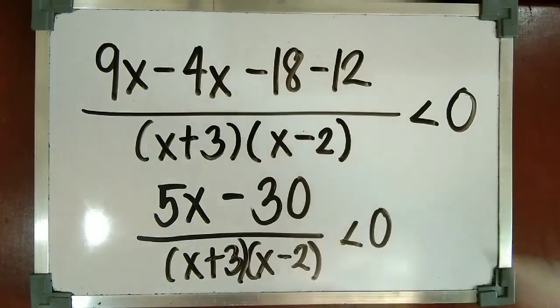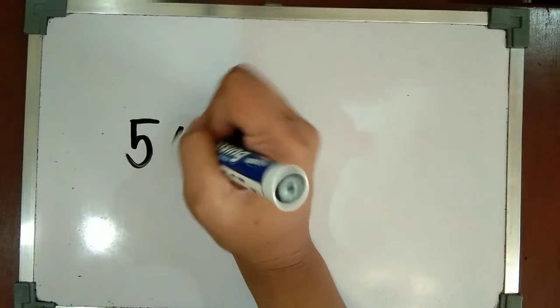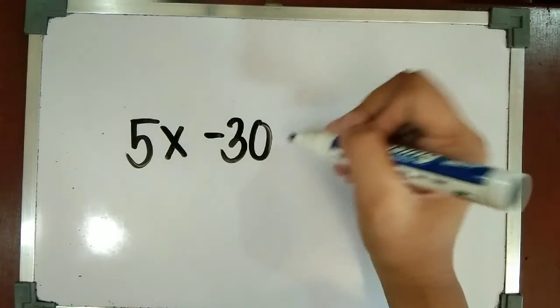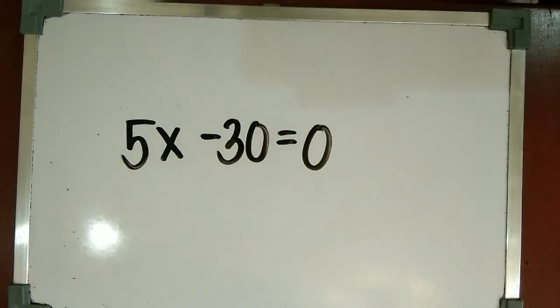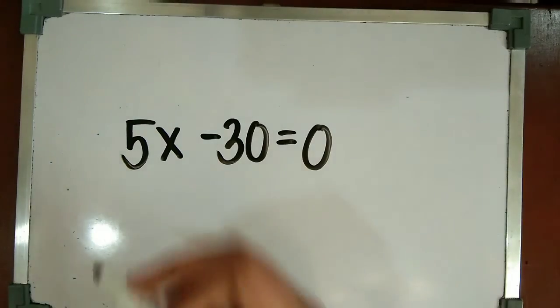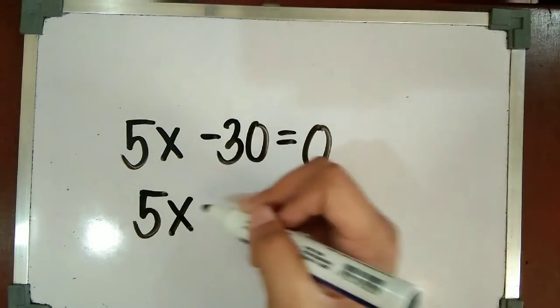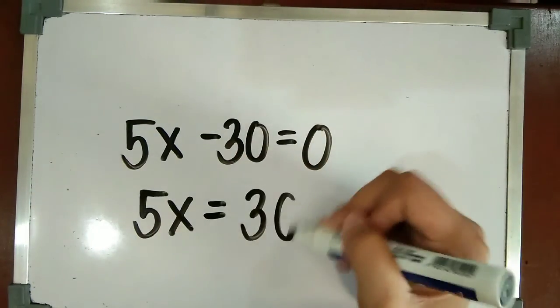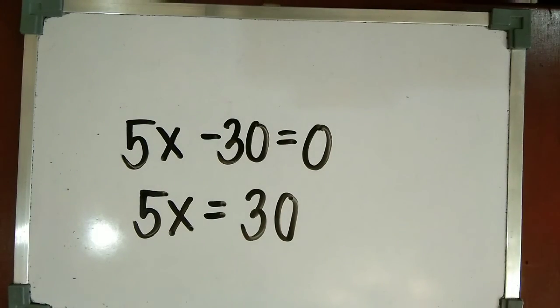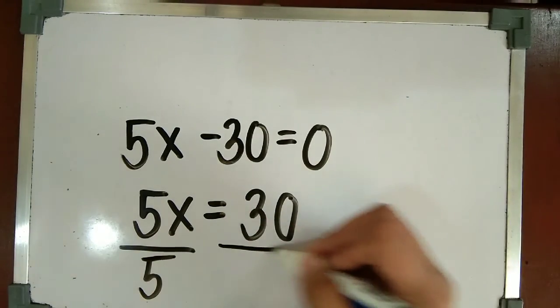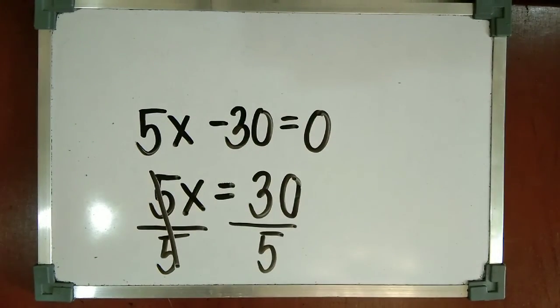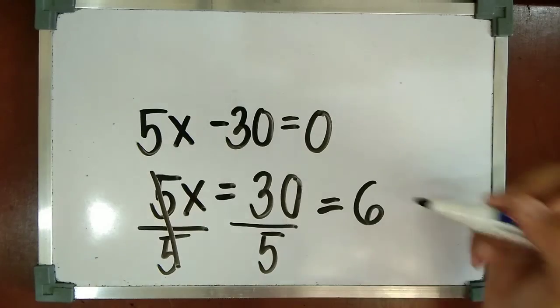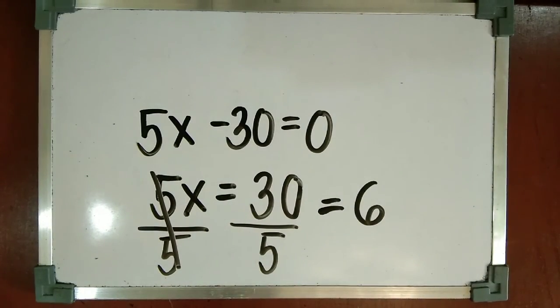Less than 0. Let us equate the numerator to 0. It will be 5x minus 30 is equal to 0. To get the value of x, transpose negative 30 and divide both sides by 5. x is equal to 30 over 5 equals 6. Therefore, the value of x is 6.